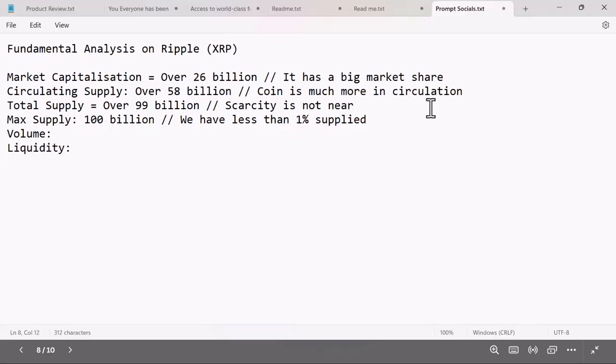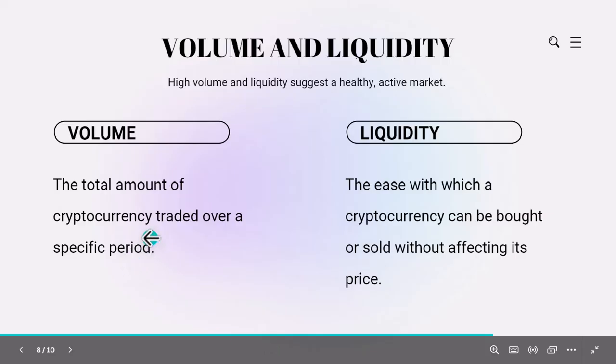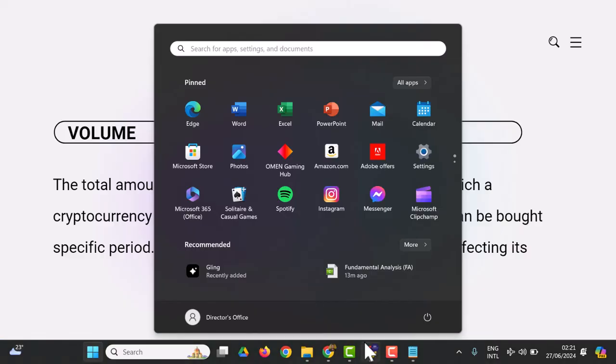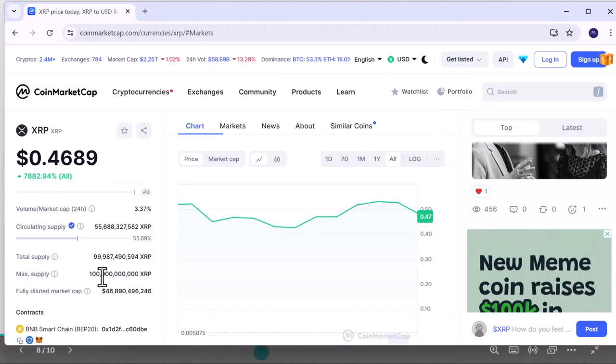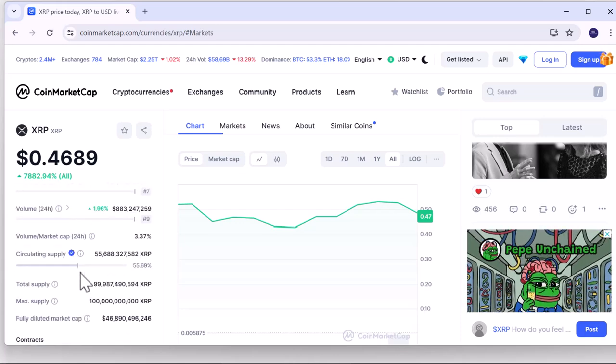Okay, so I'm going to check the volume, and I'm going to come back here to check the total amount of cryptocurrency traded over a specific period of time. So come back here to CoinMarketCap to check for the volume. The volume to market cap is 3.37%.